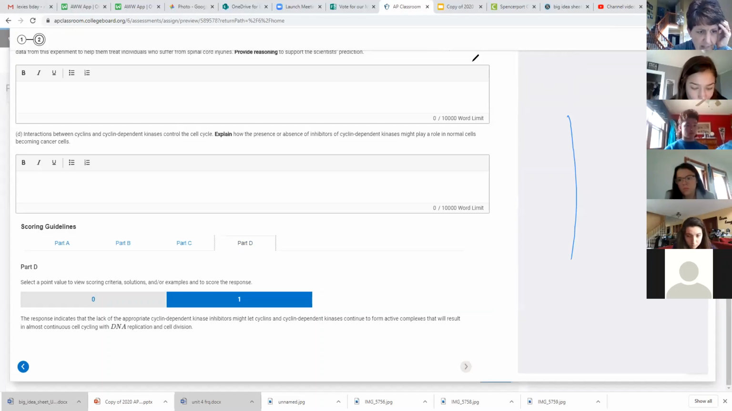The response indicates that the lack of CDK inhibitors might let cyclins and CDKs continue to form. Yep. So if you have an inhibitor, you're blocking from passing into S and eventually mitosis. But if you have an inhibitor, then you're not going to have cancer. If you have an inhibitor, you're not going to go through cancer because you're not blocking your CDKs.